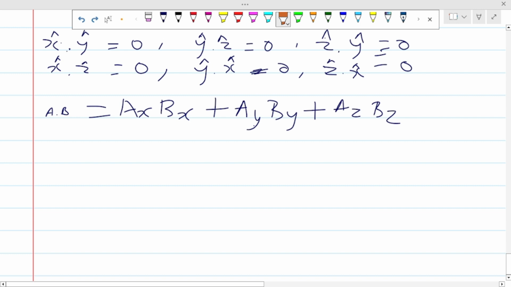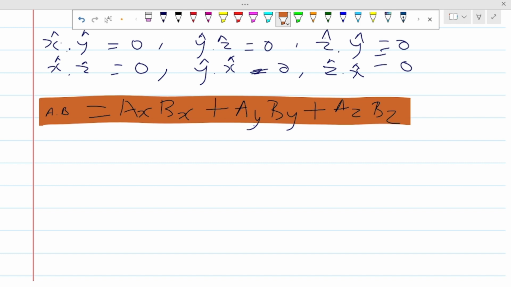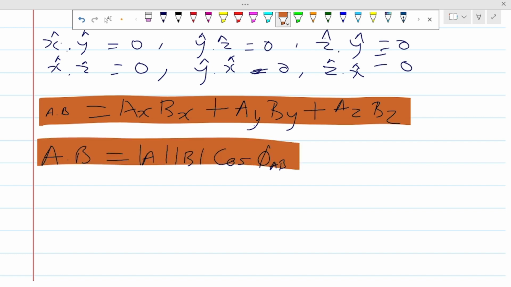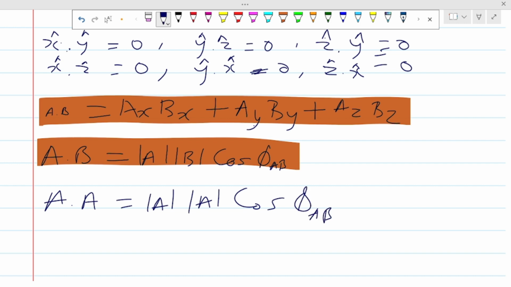So we can either use this formula or we use this formula when looking for the dot product. The magnitude of A multiplied by the magnitude of B multiplied by the cosine of the angle between them. So any of these formulas will work. Good. Now saying A dot A, this means that we'll now have the magnitude of A dot the magnitude of A cosine of A. Oh, why am I still writing B?